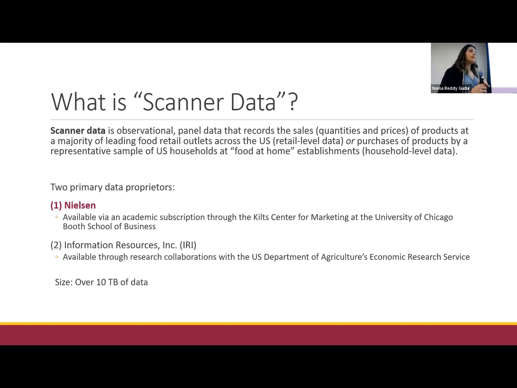There are two primary data proprietors, the people that really consolidate the data, and Nielsen is one of them. I'm going to be talking about that data today. There's also a similar data product collected by Information Resources, Inc., or IRI. The difference between the two is in the accessibility of the data. Nielsen data products are available for academics through an academic subscription, organized by the Kilts Center for Marketing at the University of Chicago. The data through IRI is really only available through research collaborations with the USDA.